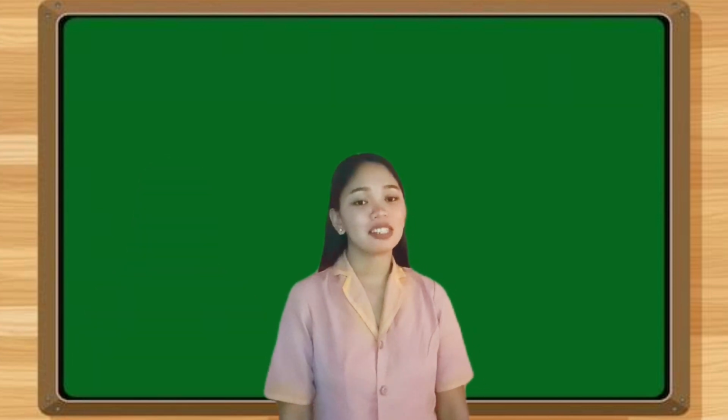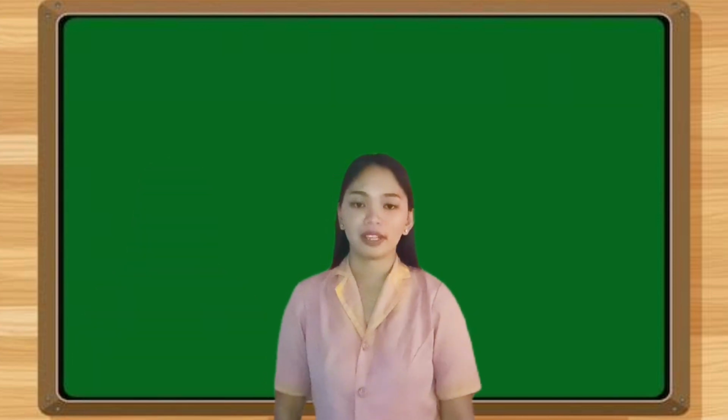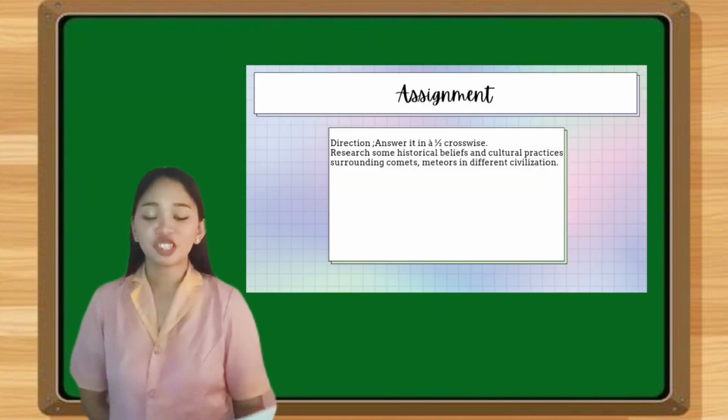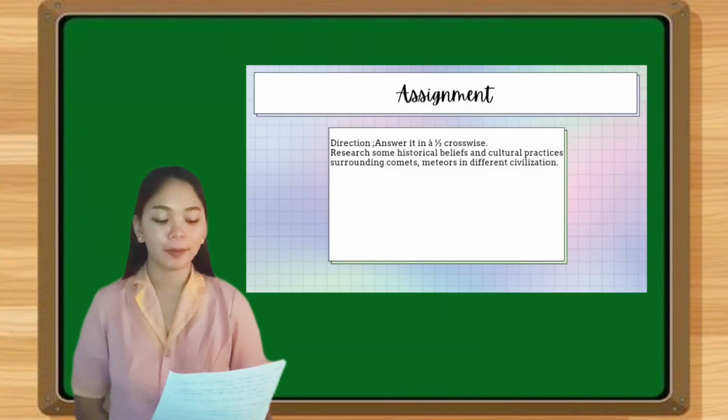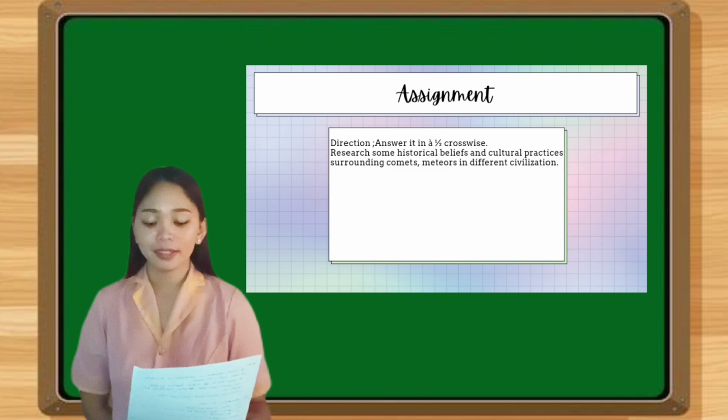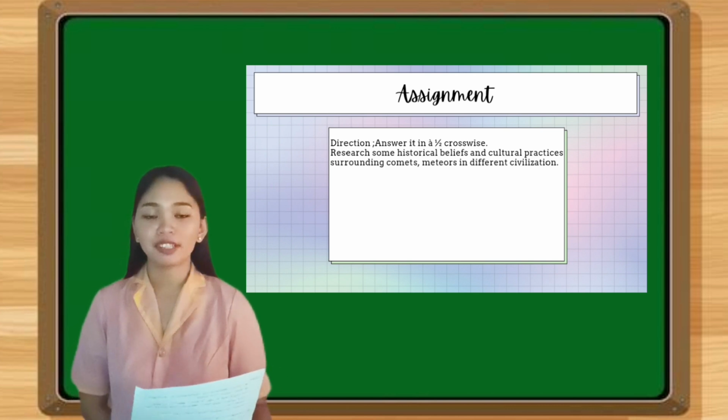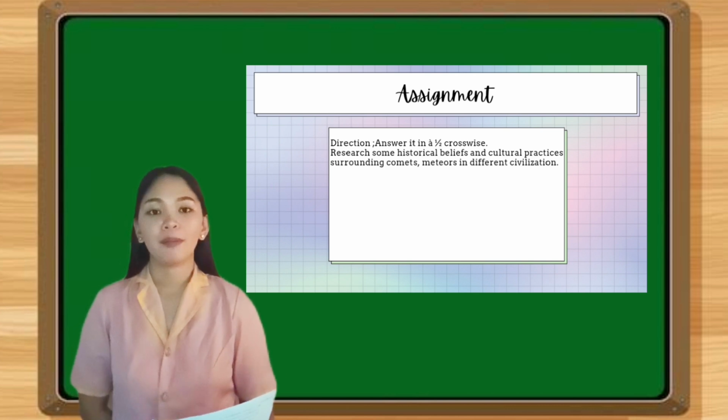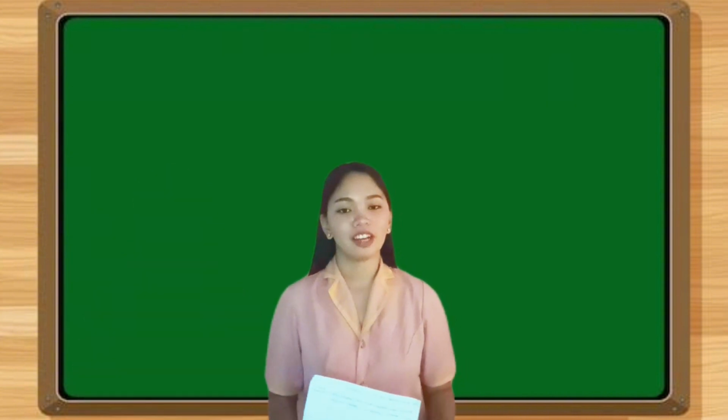For your assignment class, write it on one half crosswise. Research some historical beliefs and cultural practices about comets, meteors, and asteroids in different civilizations, and pass it in the next meeting. So that was our discussion today.